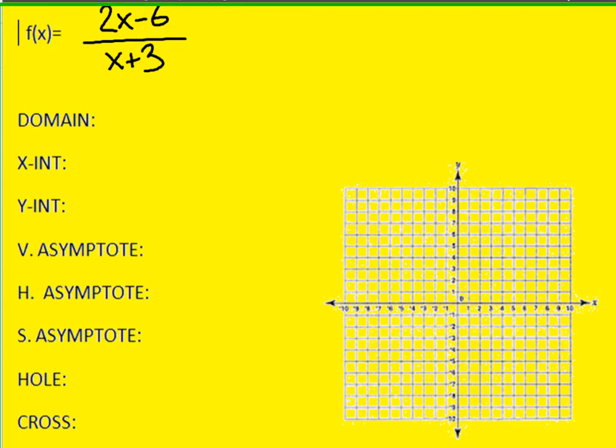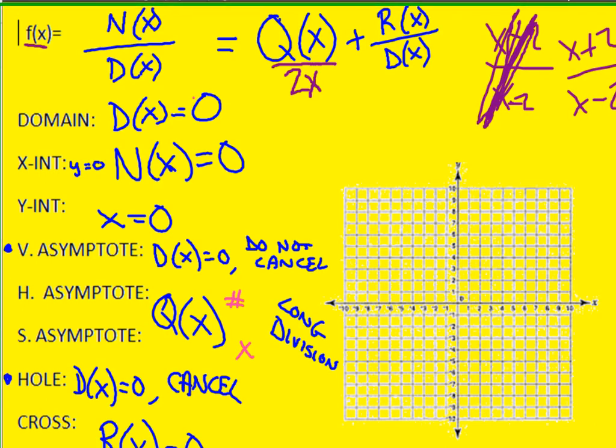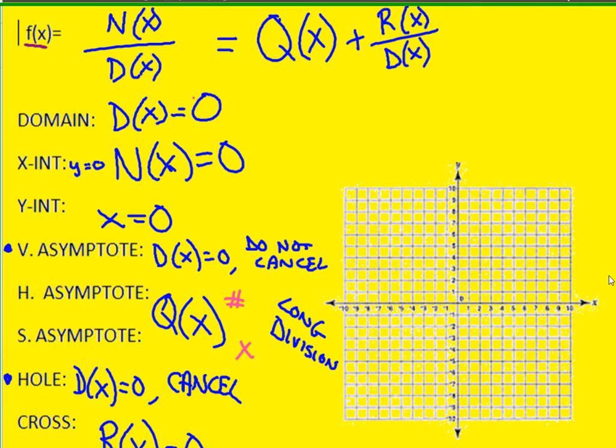So here's our first example in graphing a rational function, 2x minus 6 over x plus 3. Reminder that you're going to be wanting to look at this sheet over and over and over again regarding what to do for each step in the process. By the time you're done doing all this, you shouldn't have to look at this cheat sheet of what to do for what part of the function.